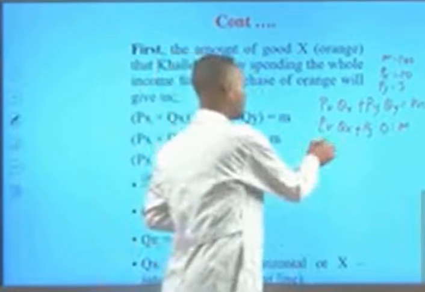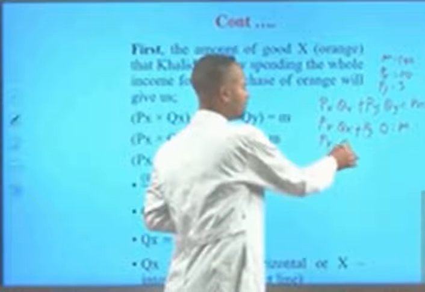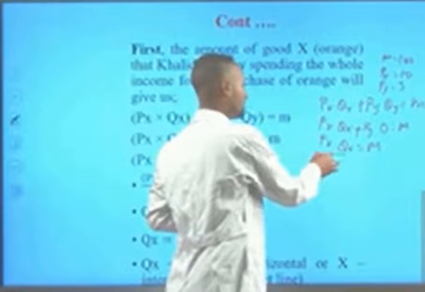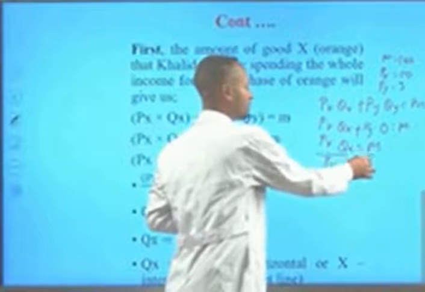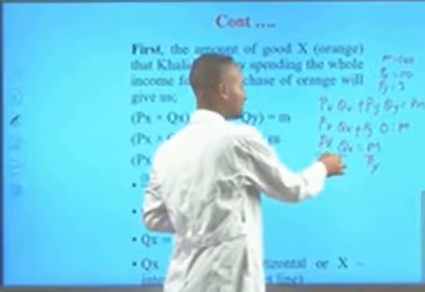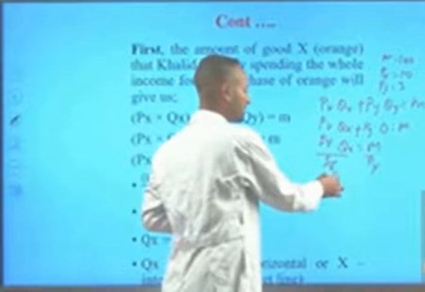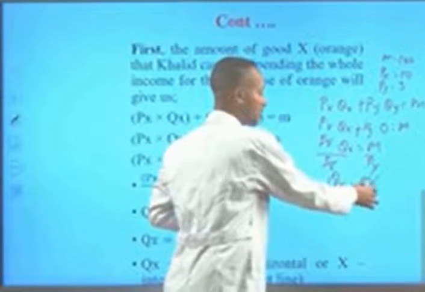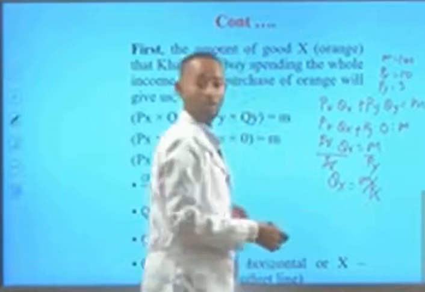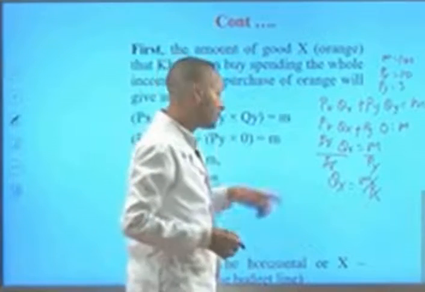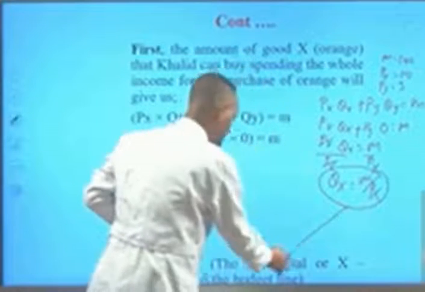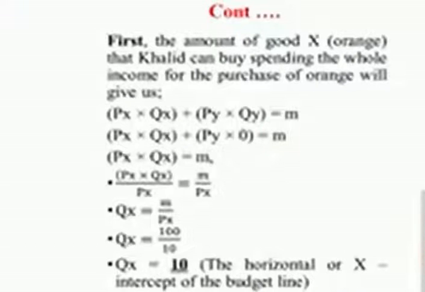And this will give you the price of commodity X times the quantity of commodity X, which is equal to income of a consumer. When we divide both sides by price of X, then we can cancel price of X. This is the amount of commodity X that a consumer can buy. Spending the whole income for the purchase of good X will be income divided by price of X. This is the horizontal intercept or the x-intercept of the budget line.